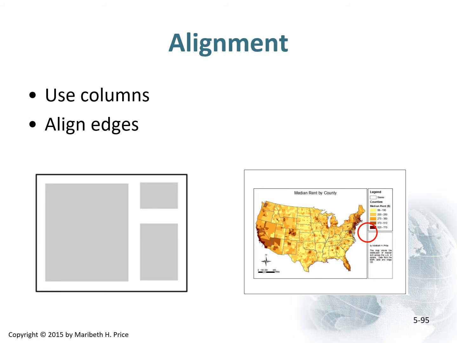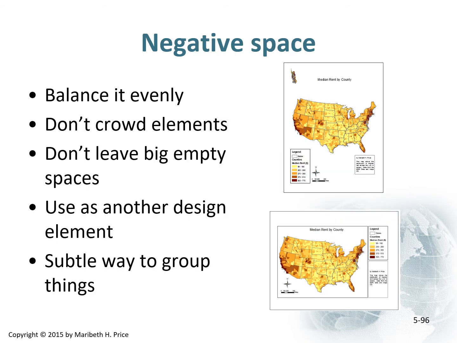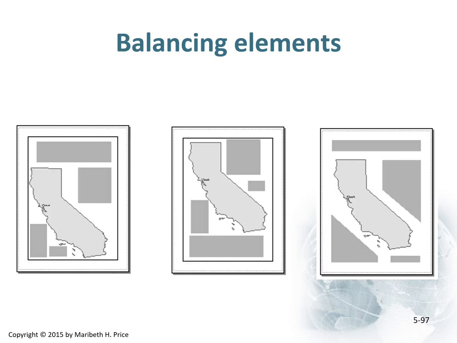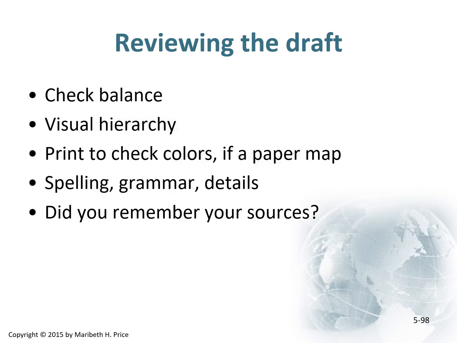Alignment: you want to use things like columns and edges to keep things neatly aligned because it makes it look professional. Negative space is simply utilizing and distributing that space that's not used by your map on your map document. You want some, but you don't want too much. Top one's got too much, the bottom one looks pretty good. Balance things out. It's like putting flowers in your flower bed. You can't just shove them in anywhere. You've got to try to put things in and see where they fit the best.